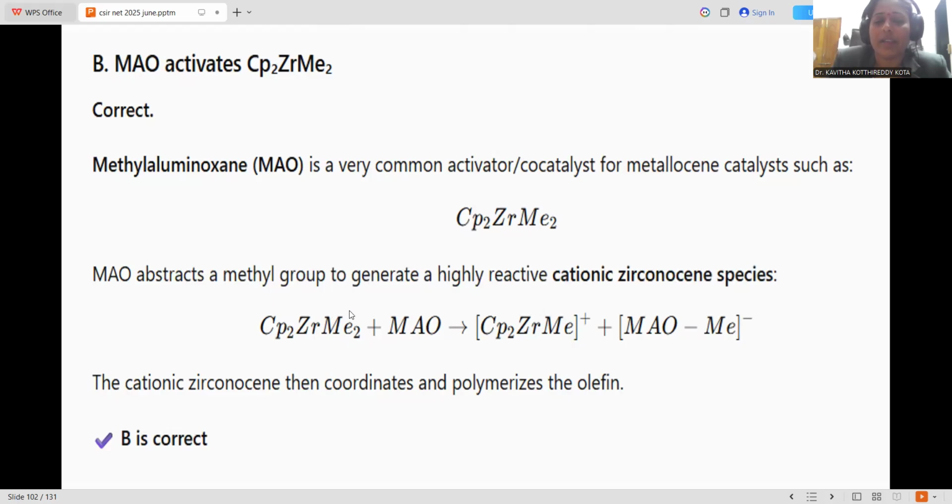Here we already had 2 methyl groups around the zirconium, and one will be shifted towards MAO, so that a positive ionic complex originates around the zirconium, and MAO accepts the methyl. Here is the formation of a negatively charged anionic complex. This is the way the zirconium complex activity gets uplifted, by releasing one of the methyl groups to this MAO. So it is also the correct representation. B is also a right representation.